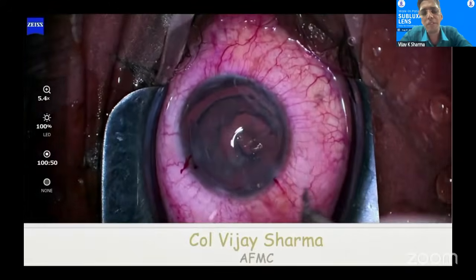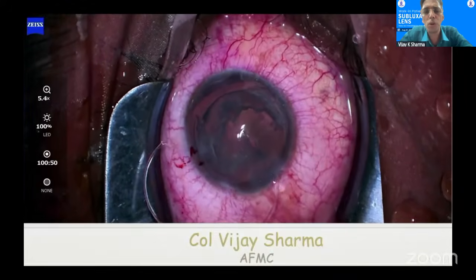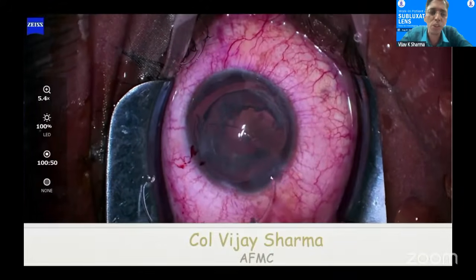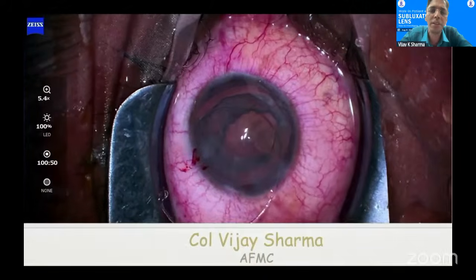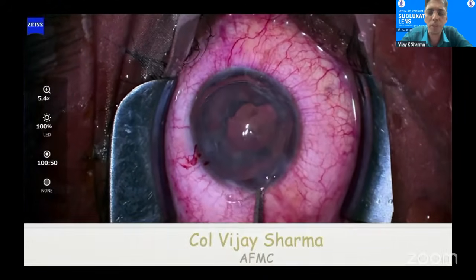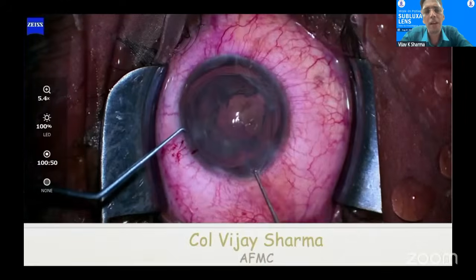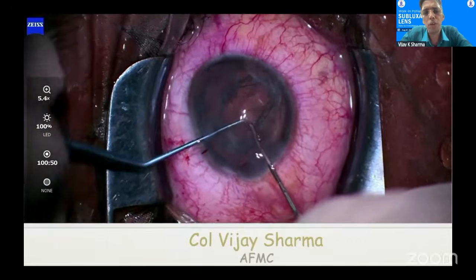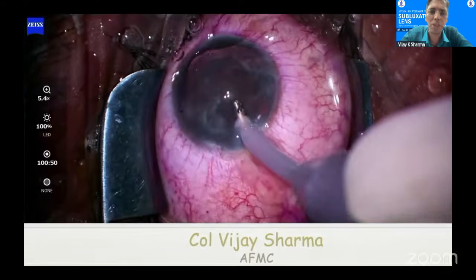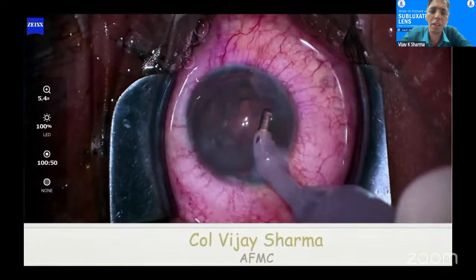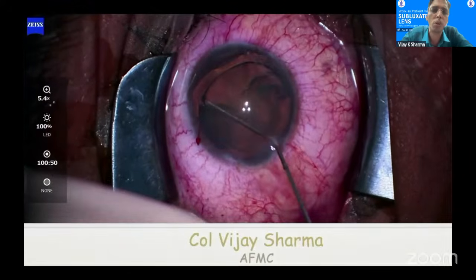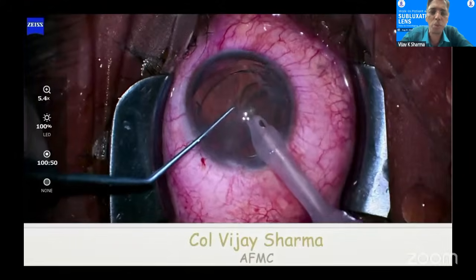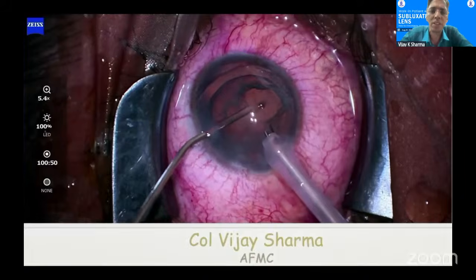So here, after removing the nucleus, before cortical aspiration, because the subluxation was increasing, we implanted the CTR before we removed the cortex, and it went off easily, and we did not face much difficulty in cortical aspiration. But if you put a CTR before cortical aspiration, it does cause some difficulty in removal of the cortex, as we had discussed earlier.